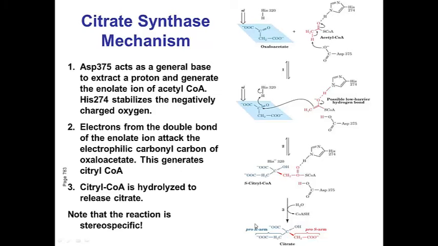So now we have citrate, and what's important to note about citrate is that this is not a chiral molecule. So I want you to turn off the video and think for a minute how we know that this is not chiral.